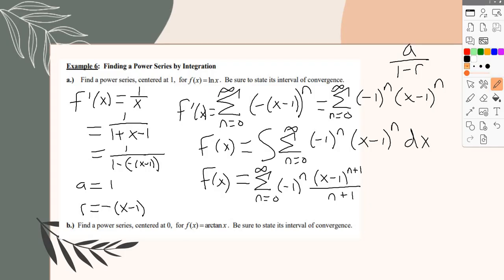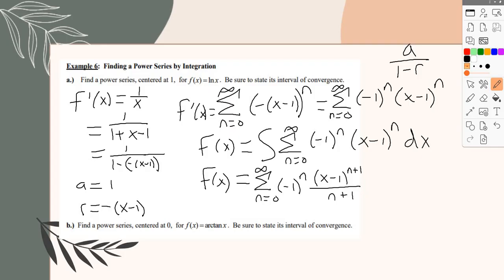Then the only thing that we do need to think about is that you could leave your answer like that, that's fine. But remember that we usually have an a sub n times x minus c to the what power? N power, right? So we're not quite there.